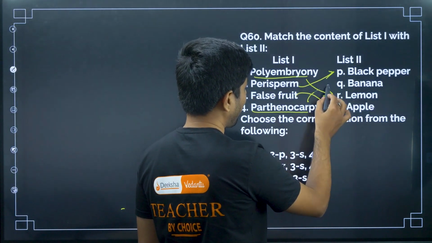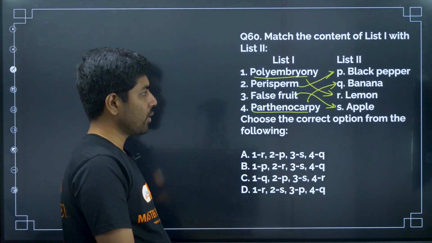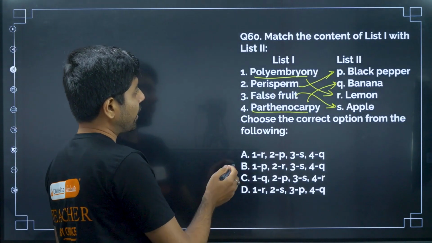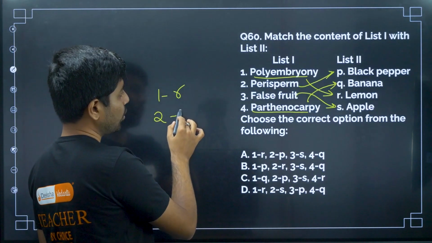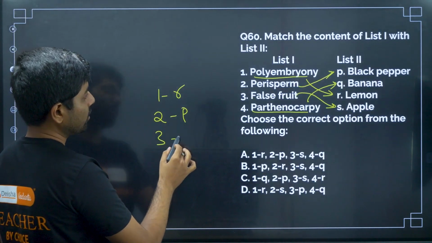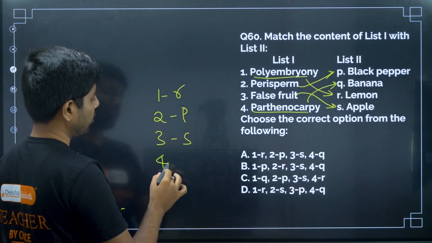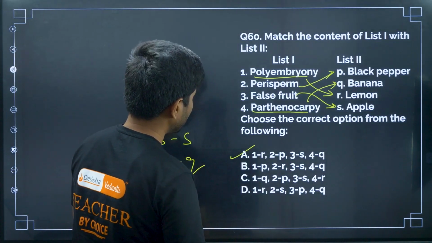Parthenocarpy is the formation of fruit without fertilization. Where do you see it? You see it in banana, right? Do we have the option? 1 is R, 2 is P, 3 is S, 4 is Q, right? R, P, S, Q, option A.